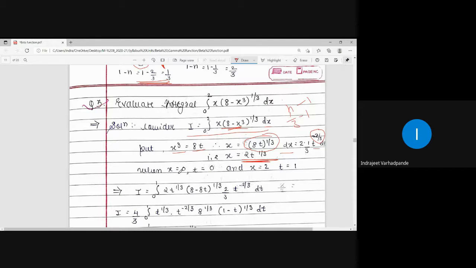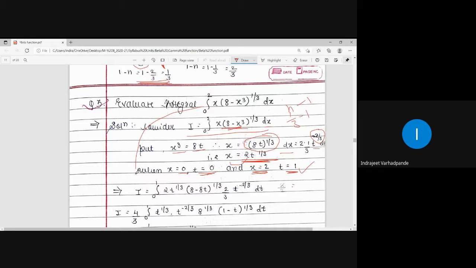When x is equal to 0, t is equal to 0. When x is equal to 2, t is equal to 1, because we are taking the cube root of it. So if it is 0, 2 into 0 will be 0, right? And when x is equal to 2, 2 times t to the power 1 by 3 gives 2 by 2, which is 1. Accordingly, I am transforming my limits to 0 to 1.